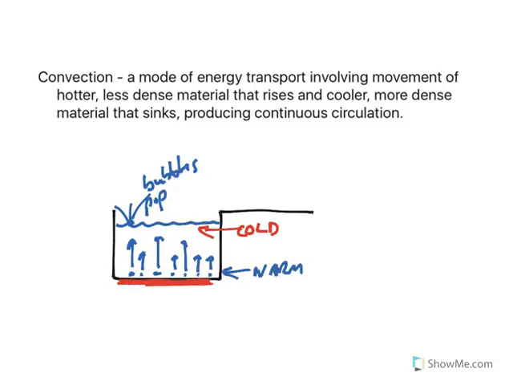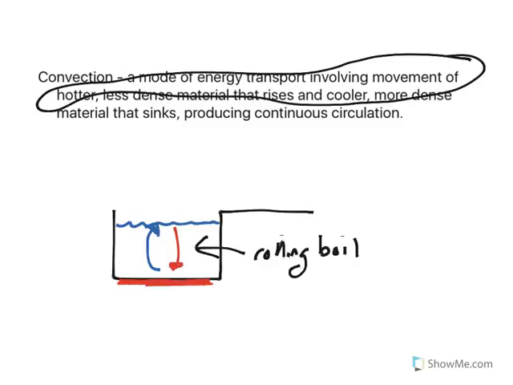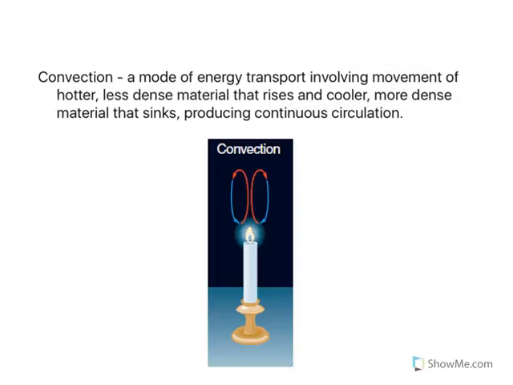Now the water at the top of the pot is colder and more dense than the water at the bottom of the pot. So you have this colder material dropping to the bottom of the pot, while you have this warmer material rising to the top of the pot. Eventually you get this rolling boil, where the warm material from the bottom of the pot rises to the top of the pot, and the colder, more dense material at the top of the pot sinks down to the bottom of the pot, causing the water to boil. This is the only mode of energy transport where you can actually see movement of material. In this case, a rolling boil of water.